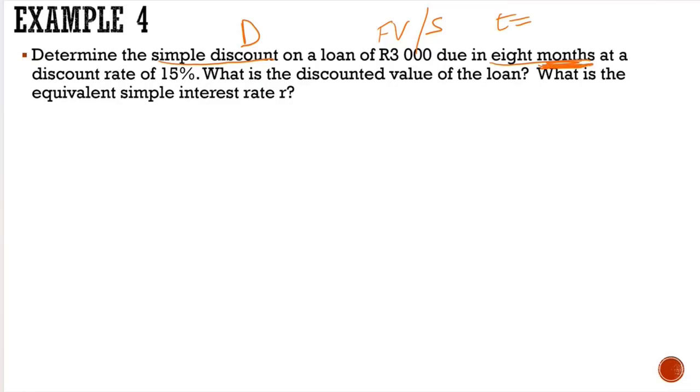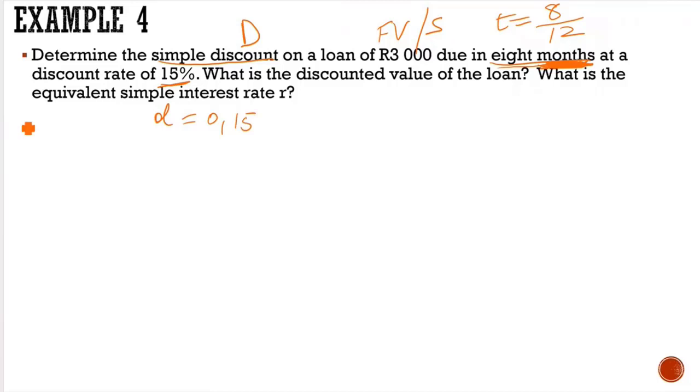So you're going to take your 8. How many months in a year? You divide by 12 because your time period is less than a year, it's months. So you divide by the number of months in a year, so then you can get an equivalent time, which is quoted annually. Okay, at a discount rate, here is the rate. So your discount rate is equal to 0.15.